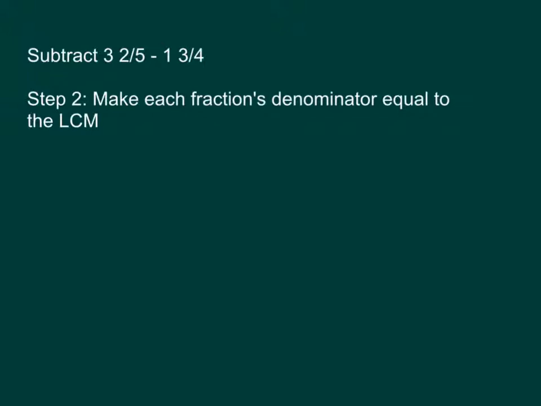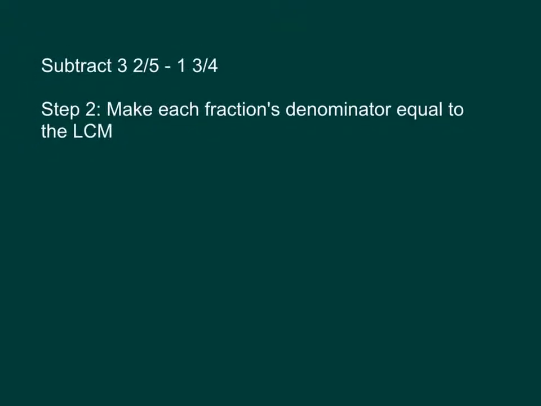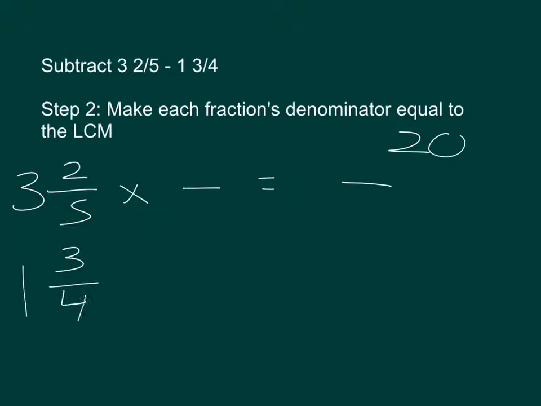Here we are again. We're going to make each denominator now equal to our LCM. The LCM again was 20. And so we're going to do 3 and 2/5 times fraction equals fraction, and 1 and 3/4 times fraction equals fraction. And we know that the new denominator is 20, so I'll put that in here. And starting at the top, 5 times what is 20? Well, we just did it. It's 4. 4 in the denominator, 4 in the numerator.